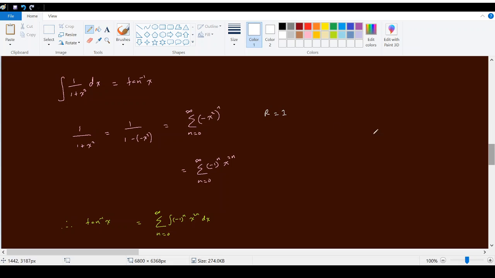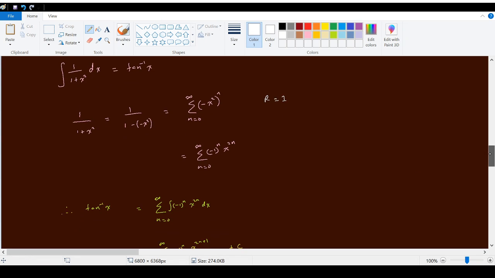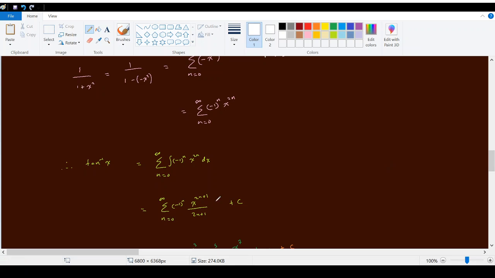And then in order to obtain tan inverse x, it's just a matter of integrating this term. That means integrating this power series. And we have already discussed that in a power series we can integrate term by term. So when you integrate these terms, you will obtain this, but it comes with the arbitrary constant.